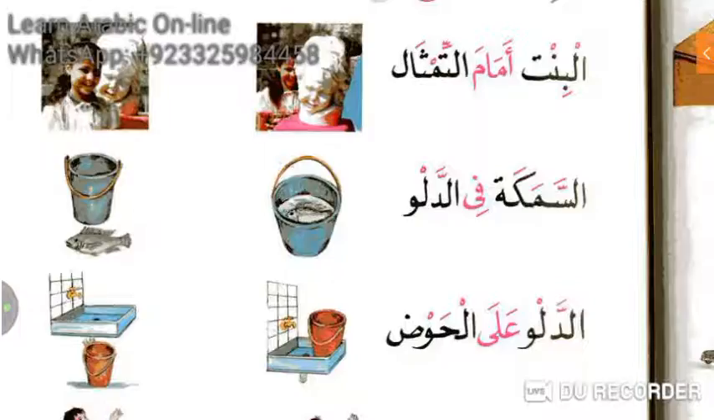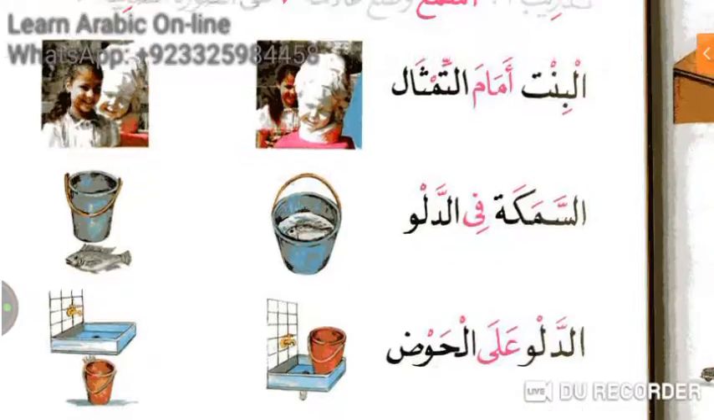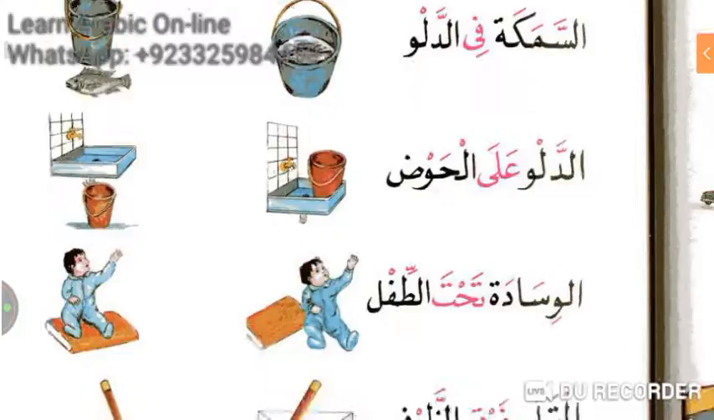Aldalwu ala alhawdi. And that is, the bucket is above. The bucket is on the sink. I've seen that word, I've seen the sink before. That's hawd, alhawd. So which picture is correct? The pail is on it, it is the one to the right. Okay, next.